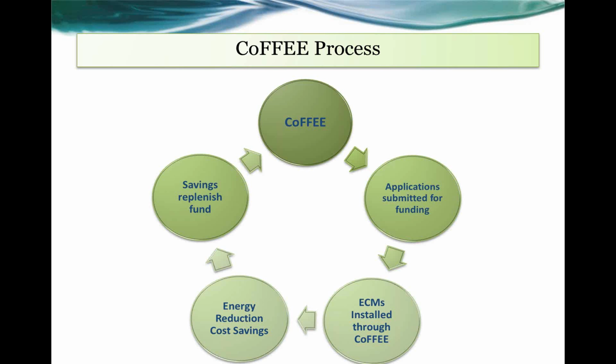The funds are used to install these ECMs that facilities have identified. Once those ECMs are installed, you're going to see your energy bills go down. So your cost savings are going to go up. We're going to use 85% of that savings that you get to replenish the fund each year, so we can continue to loan out the money for more projects, and the process continues. That's a quick overview of how the revolving loan fund works, but it's a pretty simple process.